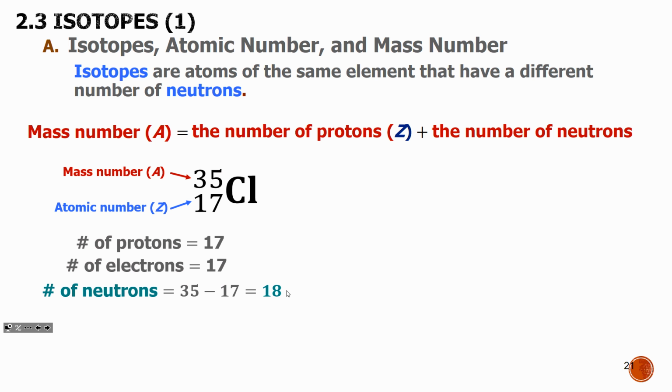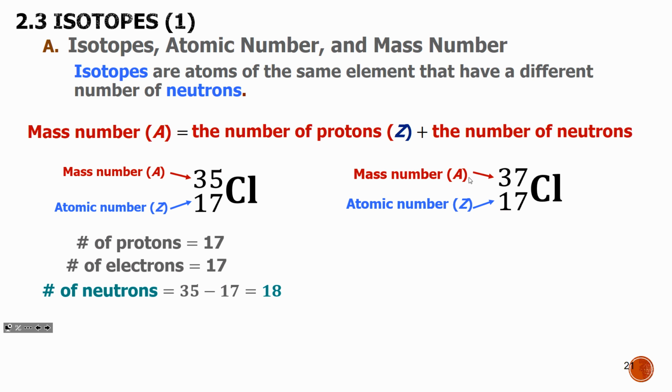If I'm looking at this mass over here where I have 37 over 17, I still have the number of protons and electrons the same at 17.